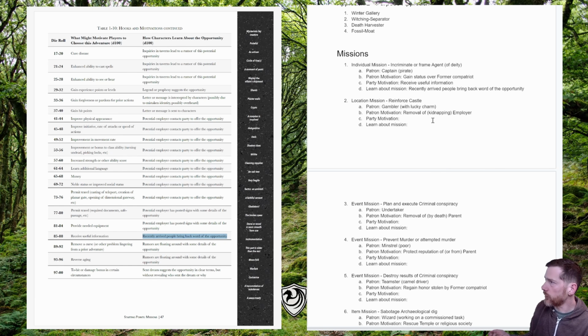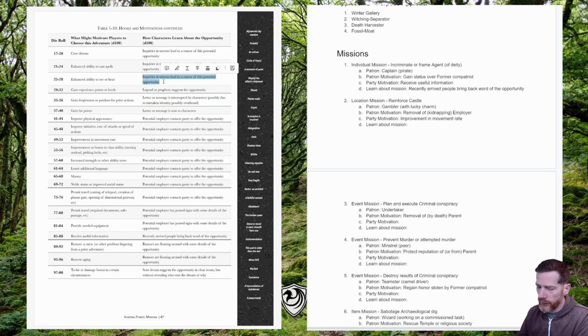All right, our party motivation to reinforce the castle. Improvement in movement rate. Okay, so improvement in movement rate. That could be faster overland travel, faster oversea travel, air travel. It could be potion of speed, boots of speed, something like that. They find out about this. Inquiries in tavern lead to a rumor of this potential opportunity.